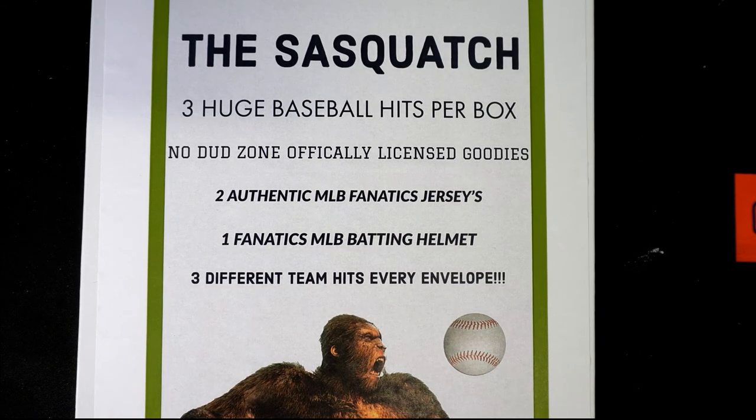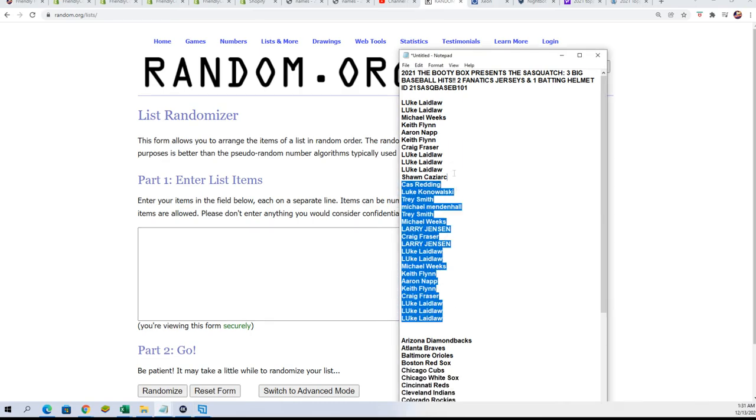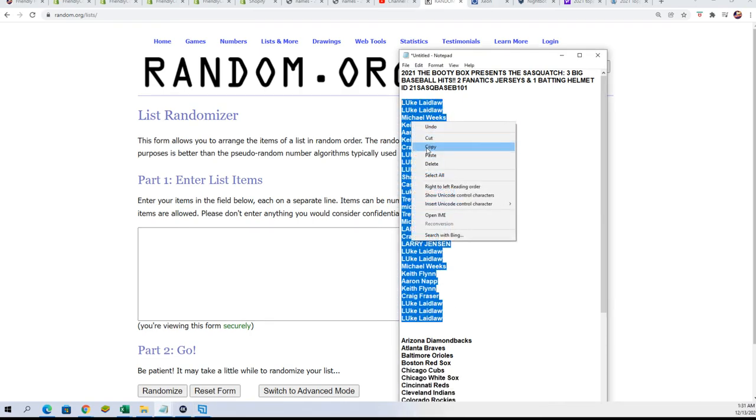Well, let's start at the random and find out who gets what team or teams in the break. Seven times through for the other names, seven times through for the teams.